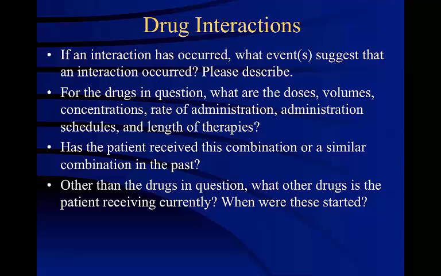So if a drug interaction is suspected, there are several questions you want to ask. So if the interaction has occurred, what events suggest that this interaction occurred? For the drugs in question, what are the doses, volumes, concentration, rates of administration, schedules, and length of therapies? Has the patient received this combination or a similar combination in the past? Other than the drugs in question, what other drugs is the patient receiving? When were these started?